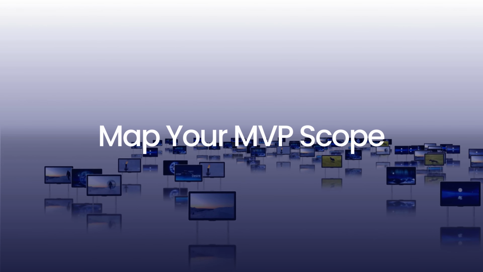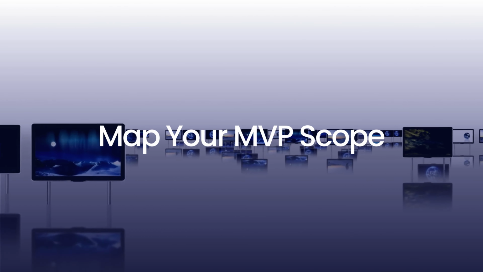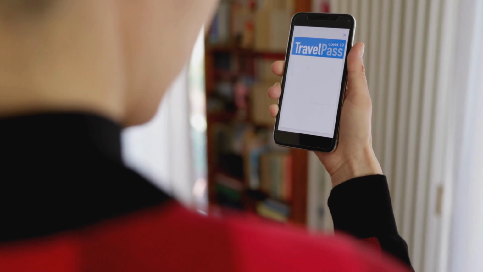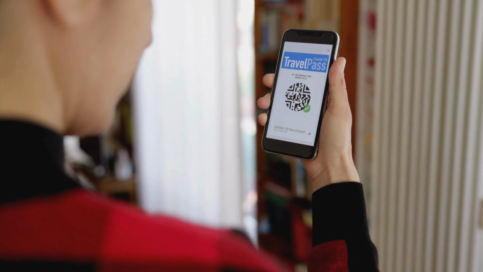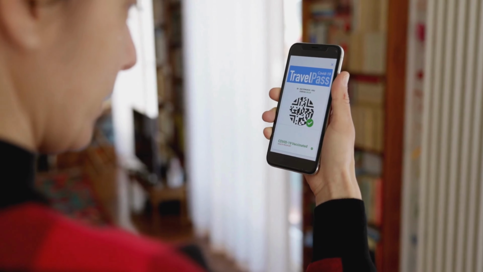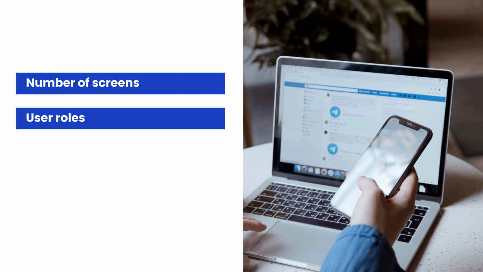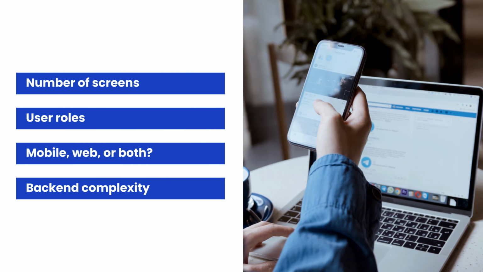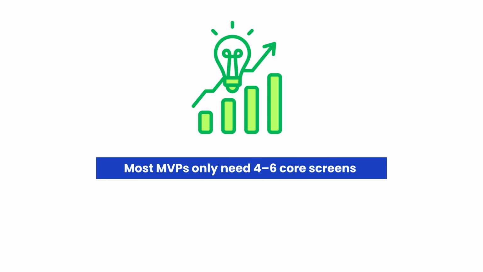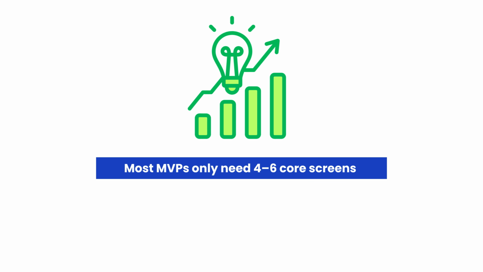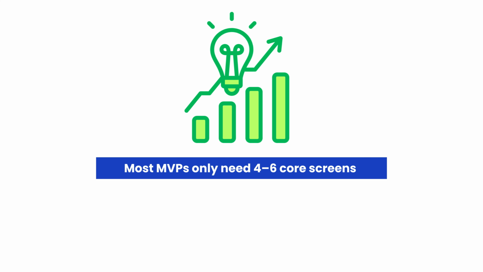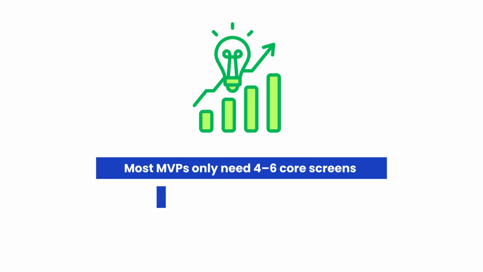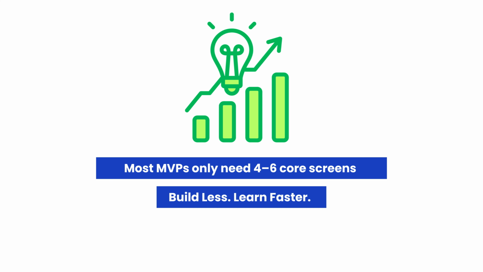Let's talk scope, because this is where most MVPs go off track. Every screen you add isn't just design. It's also logic. The more screens, the more user flows, the more roles, the longer and costlier is your MVP build. But here's the truth. Most MVPs only need 4 to 6 core screens to validate a concept. You're not building the final product. You're testing your idea works.